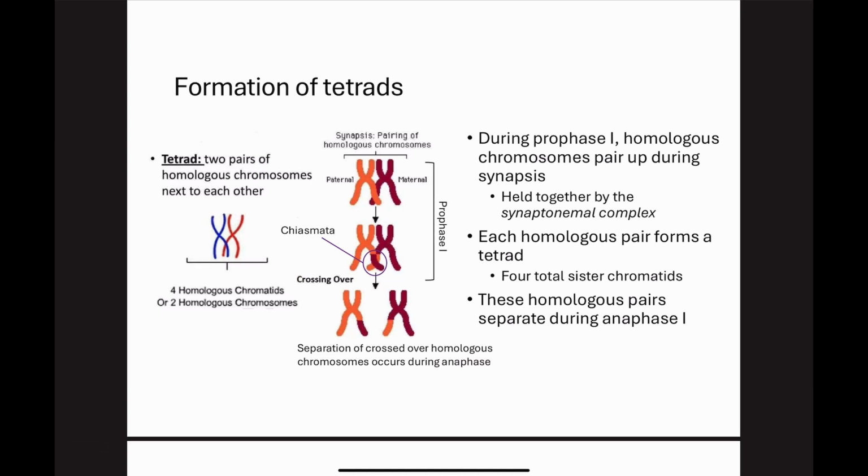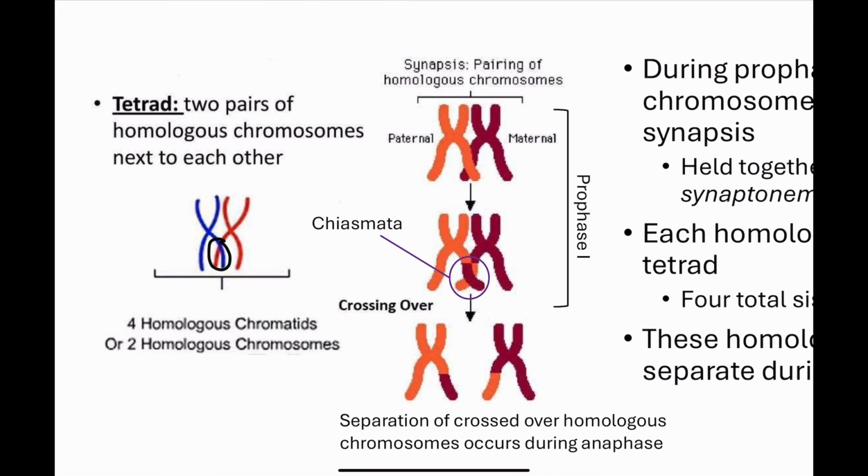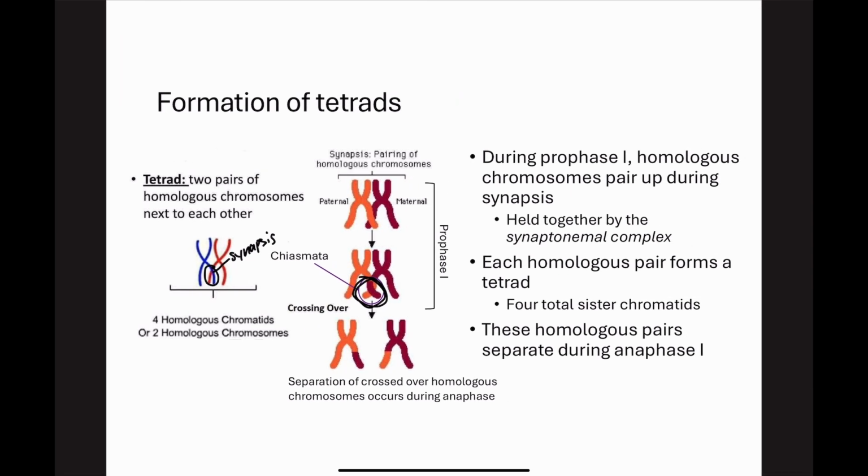So again, we're just going to go into more detail about the formation of our tetrads. Essentially, when we are in meiosis 1, we start off with homologous chromosomes that are next to each other. This section that they touch is called synapsis. This area of crossing over is called the chiasmata. During prophase 1, our homologous chromosomes pair up during synapsis. They're going to be held together by this synaptonemal complex, and each homologous pair is going to form a tetrad. So they're going to now have 4 total sister chromatids, right? Because this is a sister chromatid. This is one, and this is one. So we have a total of 4 sister chromatids.